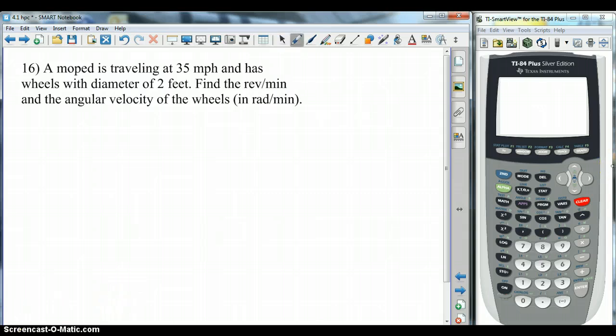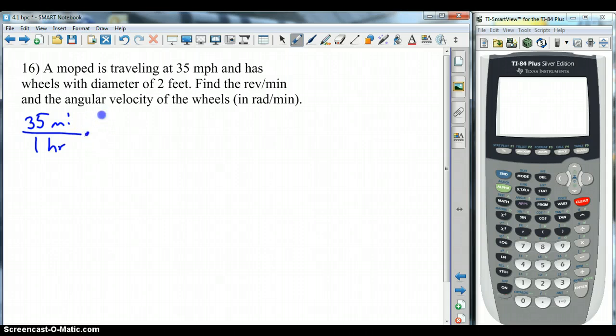One consideration on this particular problem is that you'll notice the moped speed is measured in miles per hour, while the diameter of the wheel is measured in feet. So we're going to need to do a little bit of conversion, and the way to go here is to convert miles per hour into feet per minute. That will help us figure out the revolutions per minute.